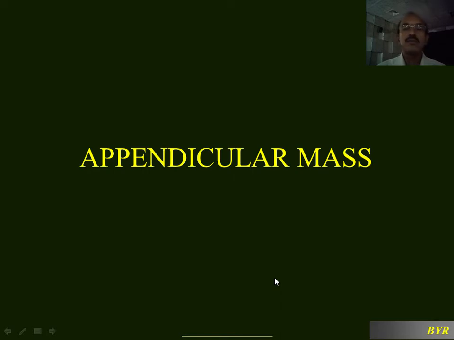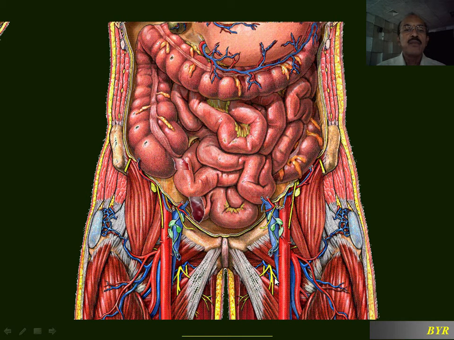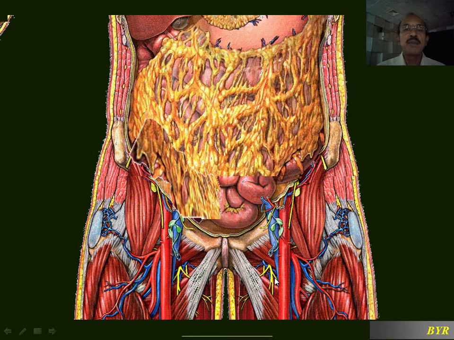Appendicular mass. The appendix is inflamed, swollen, with all inflammatory exudates over its surface. The inflammatory exudates contain a lot of fibrin. Fibrin is nothing but a glue. This glue adheres the bowels and it adheres the omentum. So ultimately a mass is formed.